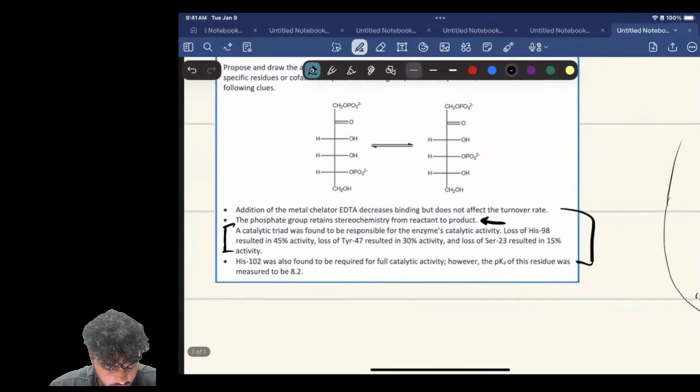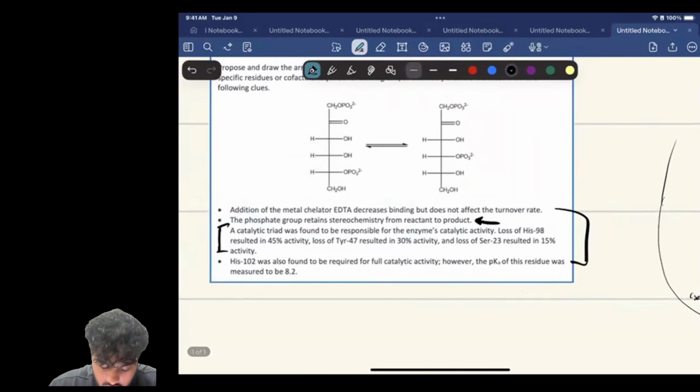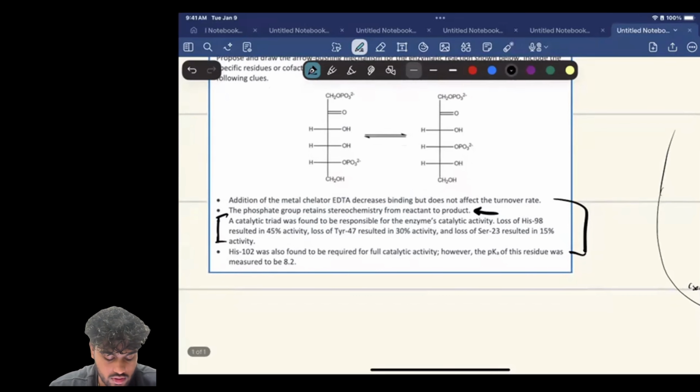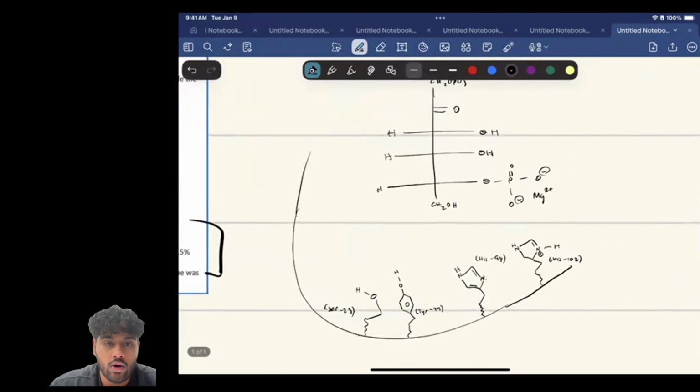So the final hint is that histidine 102 was also found to be required for full catalytic activity. However, the pKa of the residue was measured to be 8.2. Now, what this tells us is that histidine 102 has an elevated pKa of 8.2, meaning that it is protonated at physiological pH, and it will act as the general acid in our first step. And overall, this highlights the use of histidine in a catalytic strategy of general acid or base catalysis.